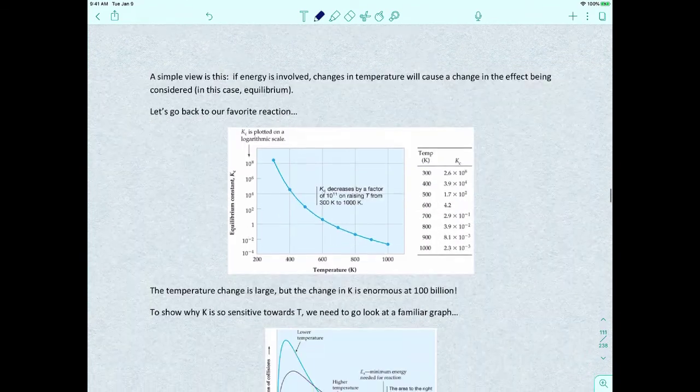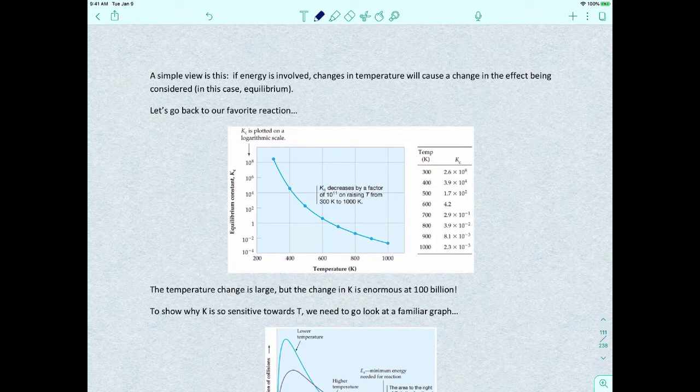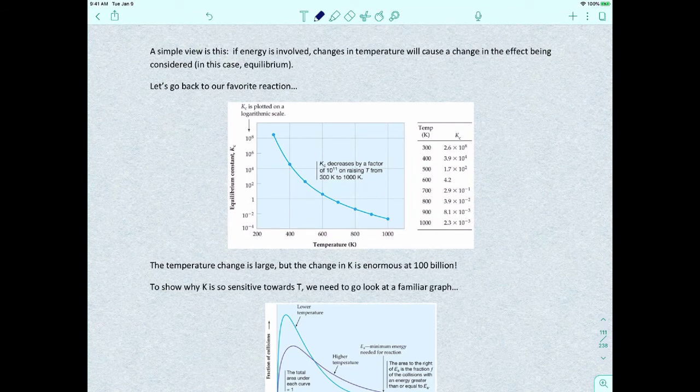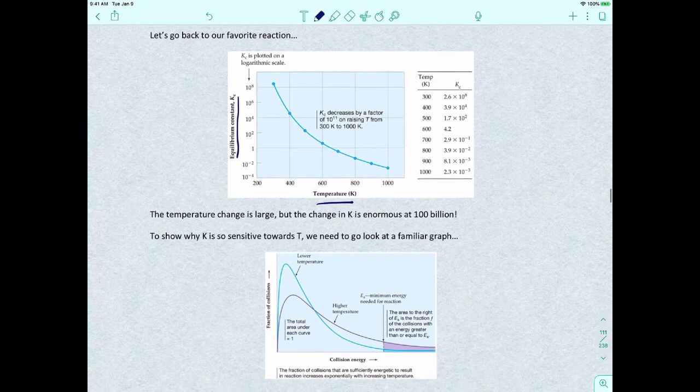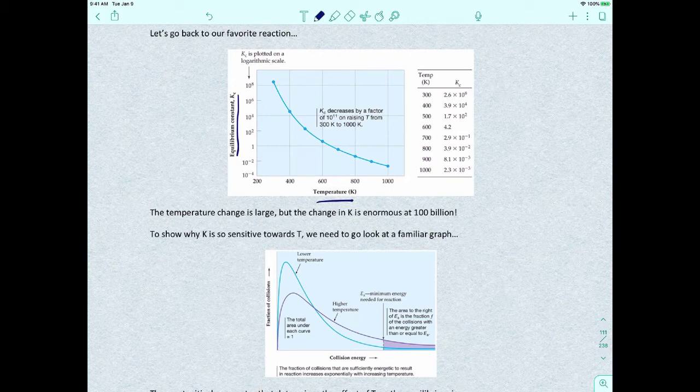Okay, and a simple view is this: if energy is involved, changes in temperature will cause a change in the effect being considered. So if we go back to the reaction we've been looking at, N2 plus 3H2 yields 2NH3. Here's our reaction. On the y-axis, we're looking at the equilibrium constant. On the x-axis, we're looking at temperature. Kc is plotted on a logarithmic scale, so that way it's a lot easier to see this. But we can definitely see that Kc is changing by a factor of 10 to the 11th on raising the temperature from 300 to 1,000.